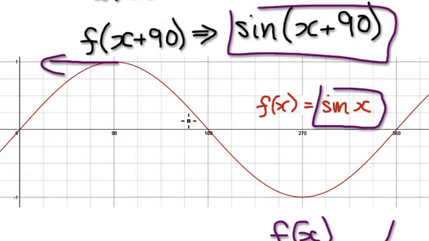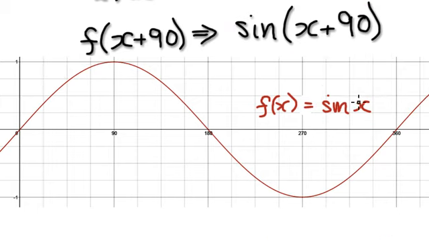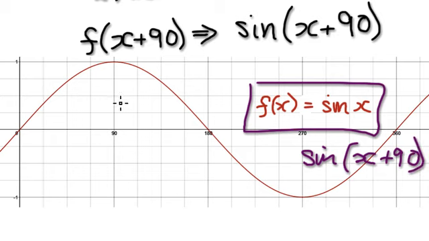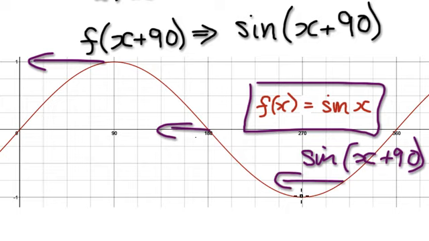So here, basically, if you have a function f of x equals sine of x, and you want to know what happens when you have sine of x plus 90, then everything gets shifted across by 90. Okay.